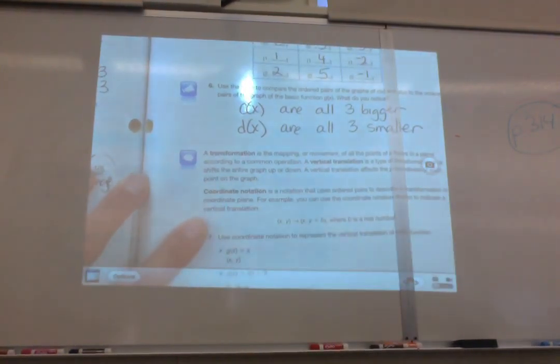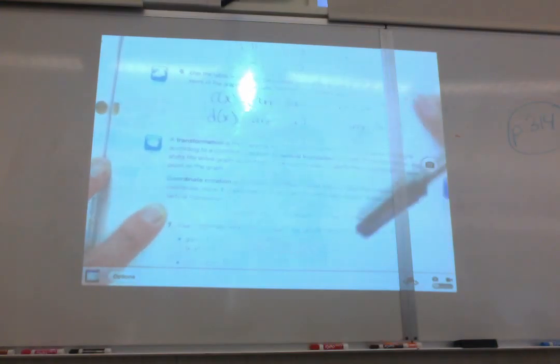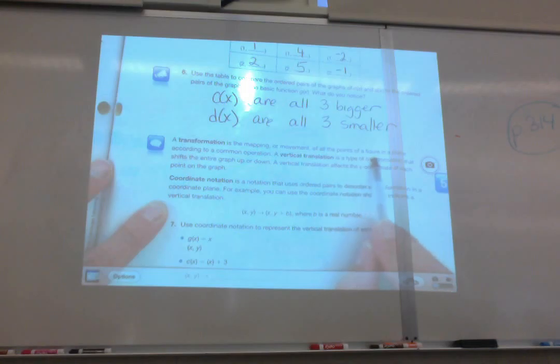Transformation. Andy, could you read for us, please? A transformation is the mapping or movement of all the points on a figure in a plane. According to a common operation, a vertical translation is the type of transformation that shifts the entire graph up or down. A vertical translation affects the y-coordinate of each one of the graphs.